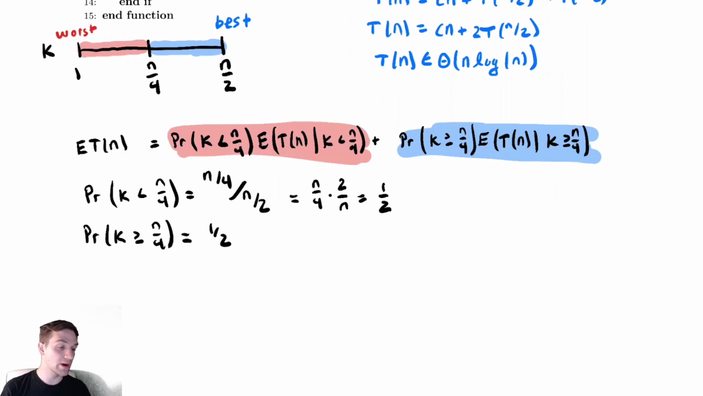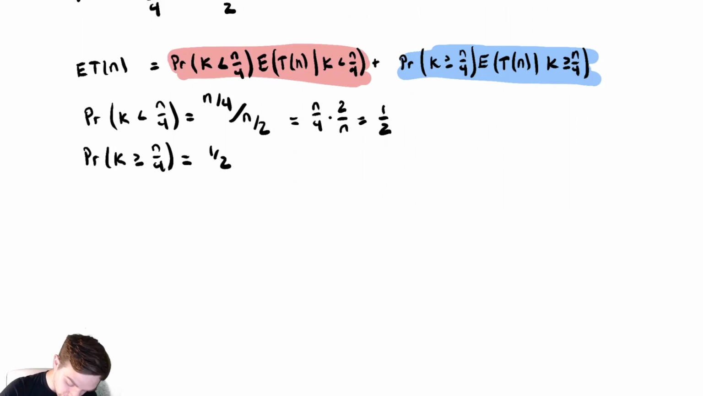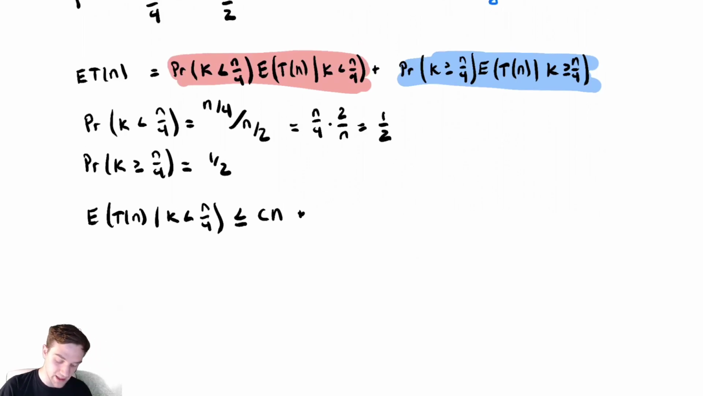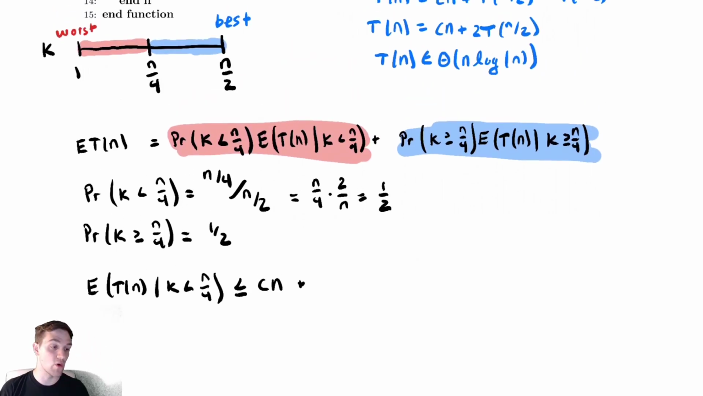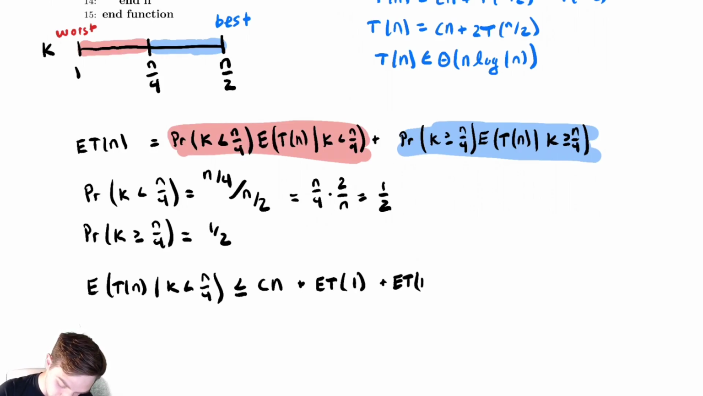And just like we did before, we're going to start by bounding this. Let's bound it above first and then come back and bound it below afterwards. So we have that the expected time, given that k is less than n over 4, is less than or equal to cn, since we always perform the for loop in the code above. Then, looking in the red region, we want to make k as large as possible. The worst possible choice for k in that region is k equals 1, the worst case. So that would be ET of k, which is ET of 1, plus ET of n minus k, which is n minus 1.